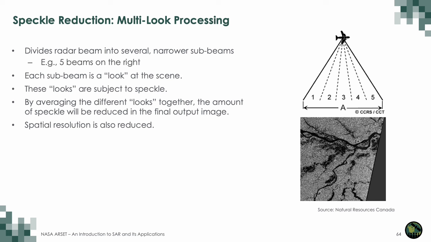So multi-look processing refers to the division of the radar beam, A in this case, into several narrower subbeams, 1 to 5. The number of statistically independent images or subbeams being averaged is called the number of looks. And each of these subbeams will also be subject to speckle, but by averaging them together to form the final output image, the amount of speckle will be reduced at the expense of spatial resolution.